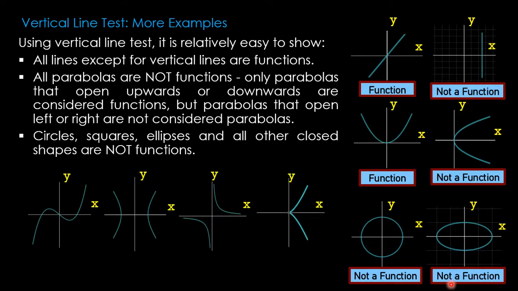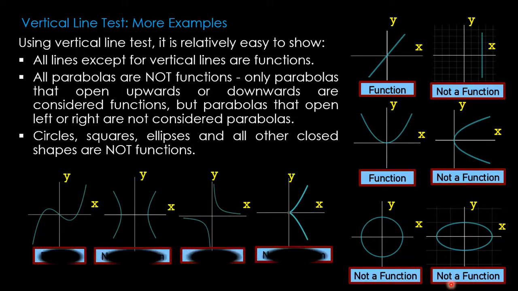These are some more examples here, and this is the answer. This graph is indicating a function, this one not a function, this is a function, and this one not a function. Now examining ordered pairs.